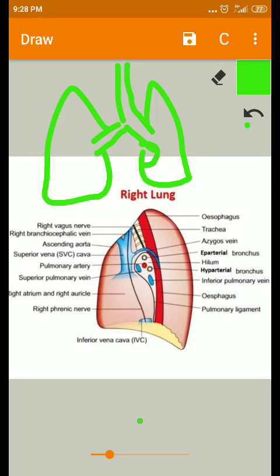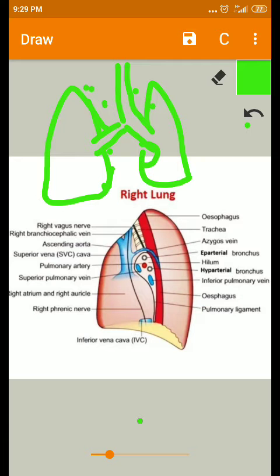So this is the root of the lung, and if you want to see the mediastinal surface, that means the space present in between the two lungs is called the mediastinal surface, mediastinum space. So the side which is facing this space is called the mediastinal surface, or we can call it the medial surface.